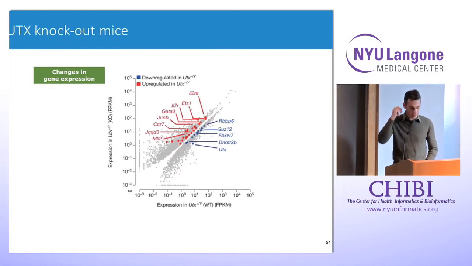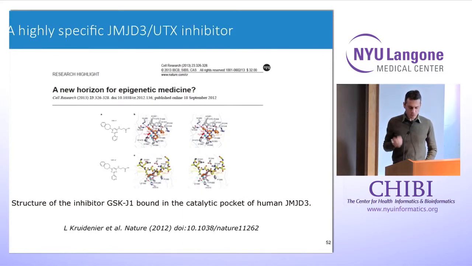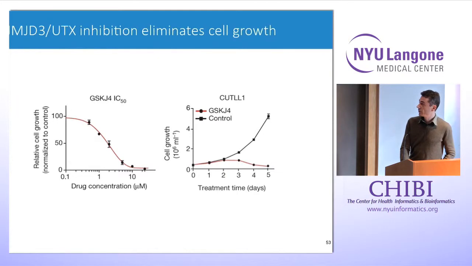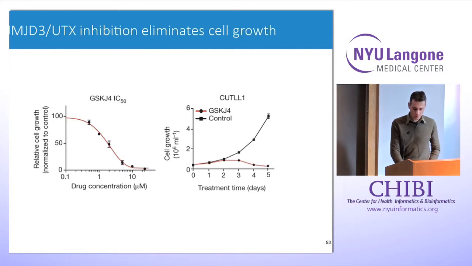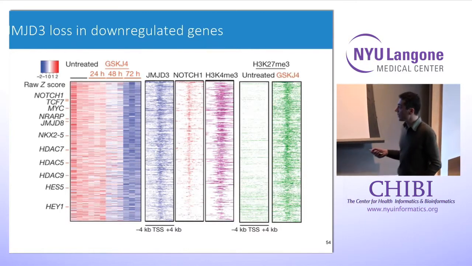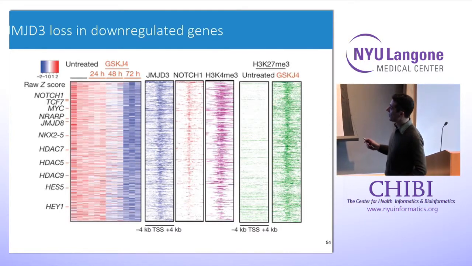So the next thing we did is we used the Jumanji UTX inhibitor, the K27 demethylase inhibitor by GSK that had just come out. So we tried it on different cell lines, and we showed that the cells die when you use that inhibitor. Again, we wanted to go one step deeper and really understand at the molecular level what's happening exactly. So we did RNA-seq and a bunch of ChIP-seqs. Again, you can see classic Notch targets after several hours of treatment with the inhibitor. They actually go down.